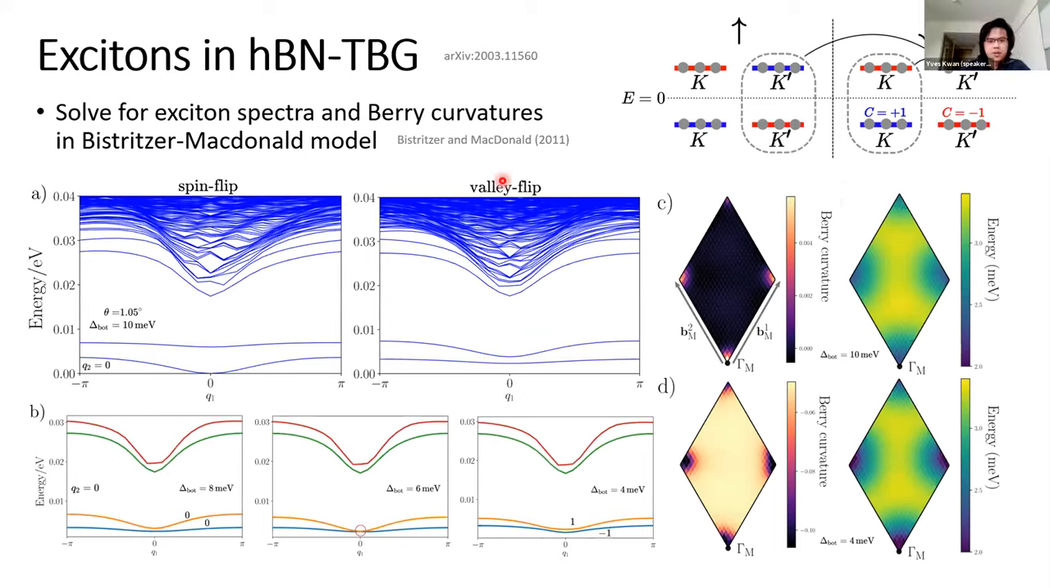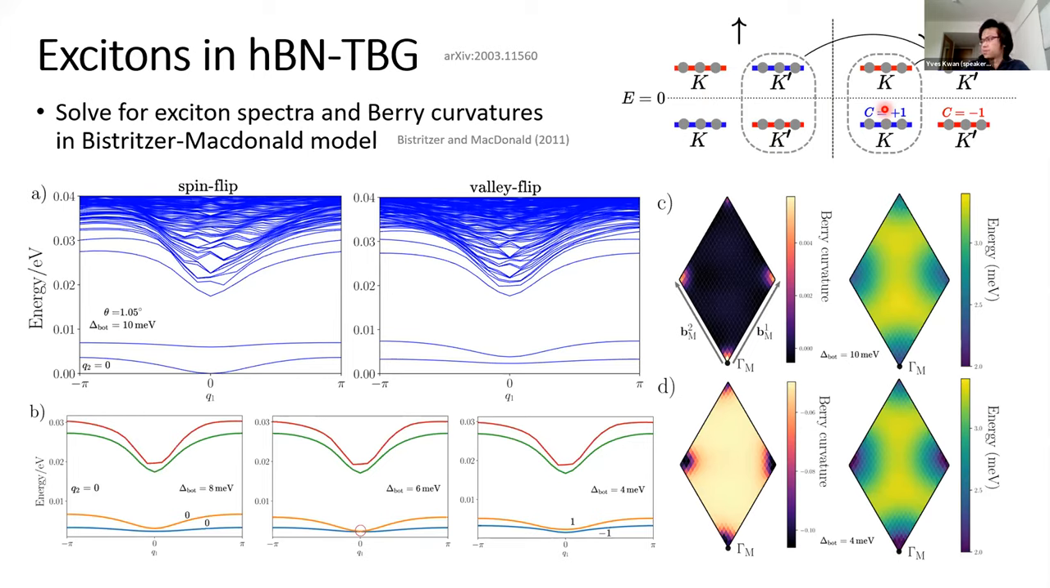So actually the version on the archive is a bit older. In the archive version, we actually just projected to the conduction bands. But these plots are slightly newer. We're going to update the archive version. So here we actually started with the Hartree-Fock ground state at moiré filling 3. So this is fully reconstructed. And then based on that, we do an RPA approximation to calculate the single exciton energy levels.